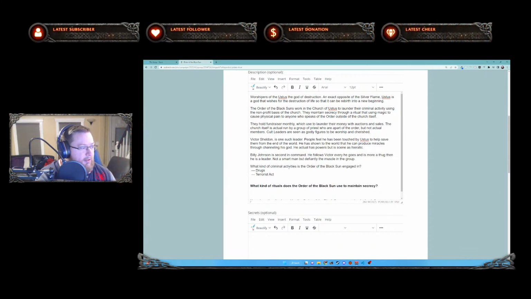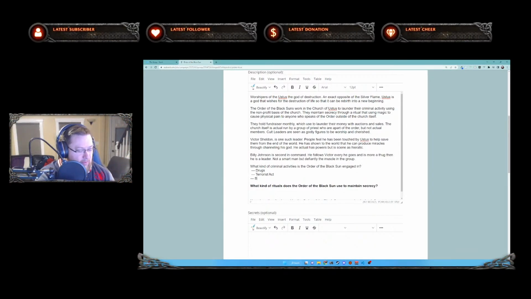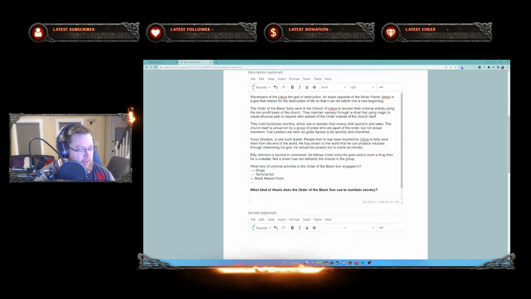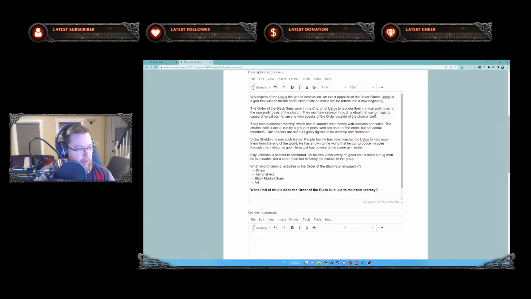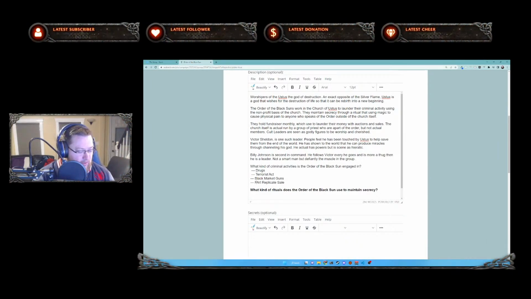They'll do gun selling too. Black market guns. And for their charity operation, they'll actually do artwork, replica sales, fake art. They'll do those ones.